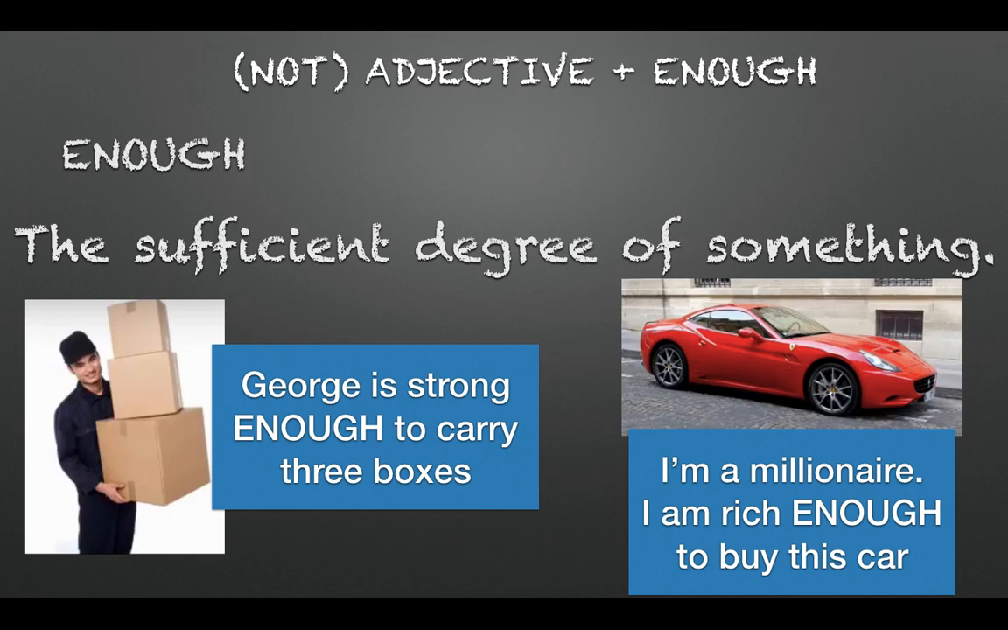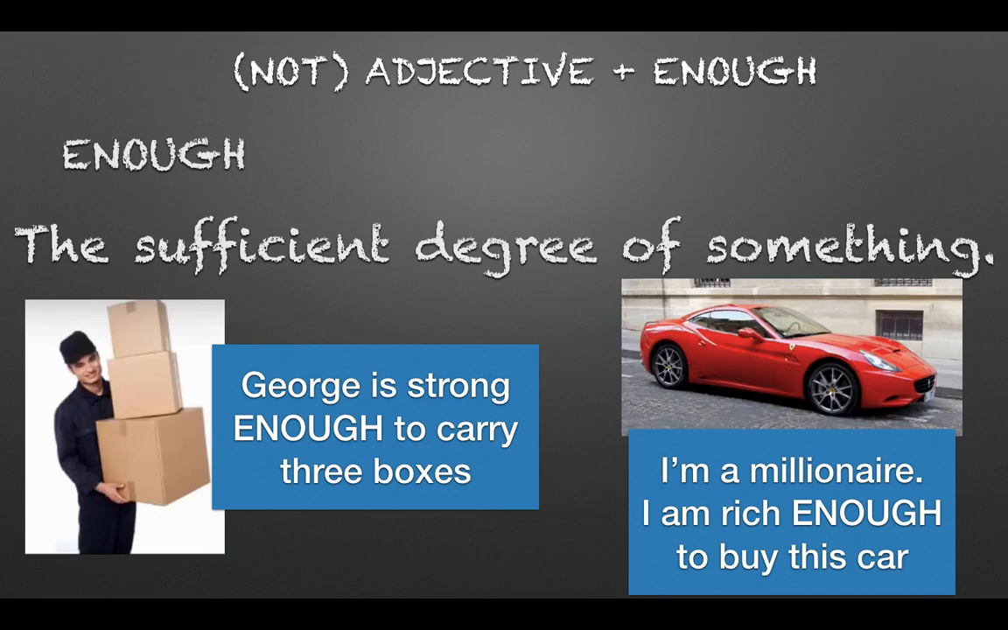Now the second structure is "not adjective plus enough". And the first thing we need to do is to know the meaning of "enough". Enough means the sufficient degree of something. Okay, let's take a look at the examples. The first example says, George is strong enough to carry 3 boxes. So, what does it mean? That he is strong. He is so strong he can carry 3 boxes.